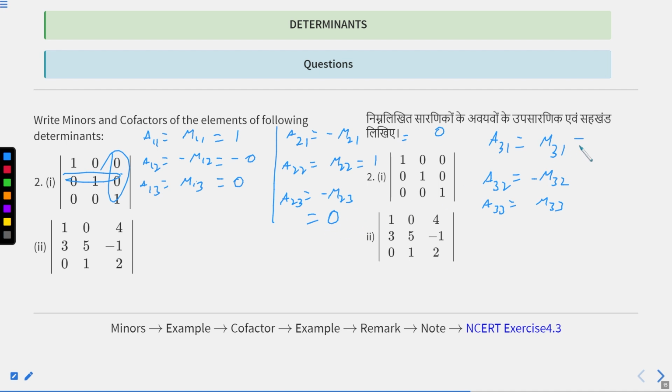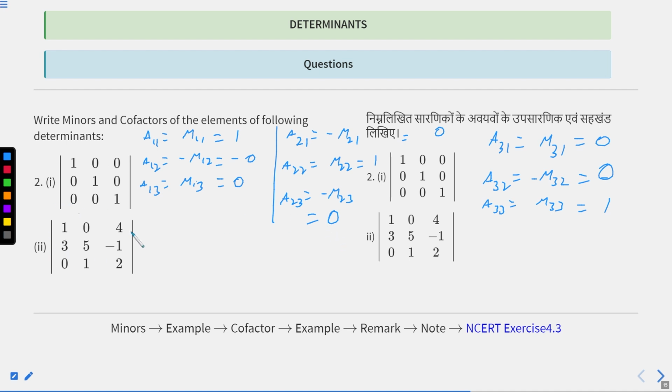Now eliminate third row and first column. You are left with these entries, and the determinant for this 2 cross 2 will be 0. Now eliminate third row, second column: determinant will be 0. Eliminate third row, third column: determinant will be 1. Please do verify the calculation part.